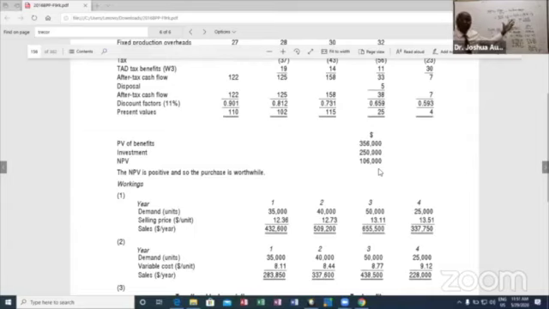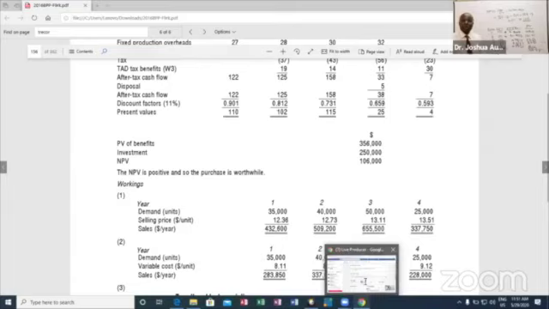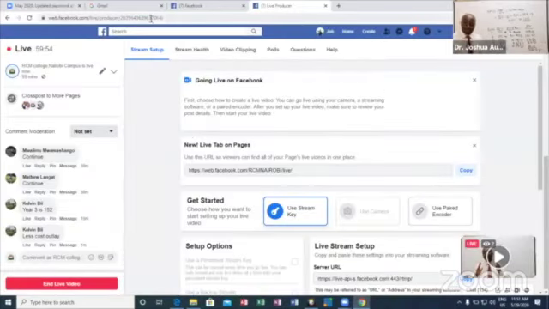And of course, once we have NPV being positive, what do we say? That this particular project is viable. You get one additional mark by telling us that the project is viable.